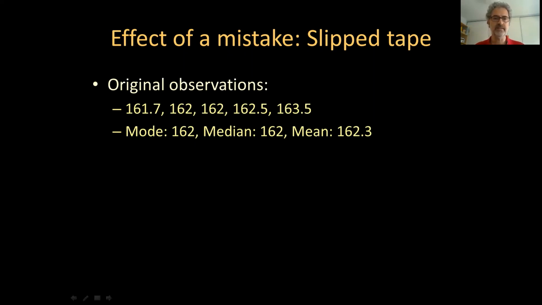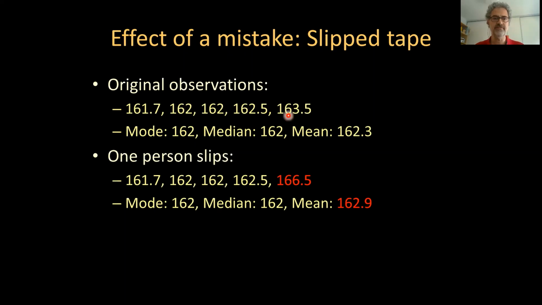But now let us imagine that one of the 5 students actually made a mistake, the tape slipped, and instead of reporting this value, we got this one. But we don't know that a mistake was made. All we have are these 5 numbers to work with. So if we just calculate the same indices, the mode is again 162, the median is again 162, the mean is now almost 163. That's quite a bit higher than the previous one.